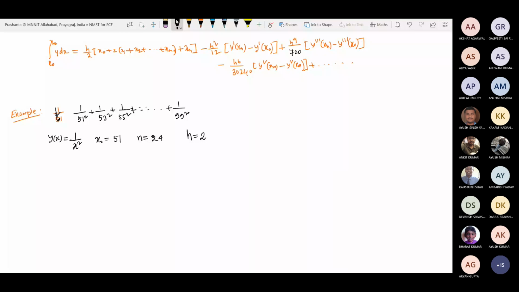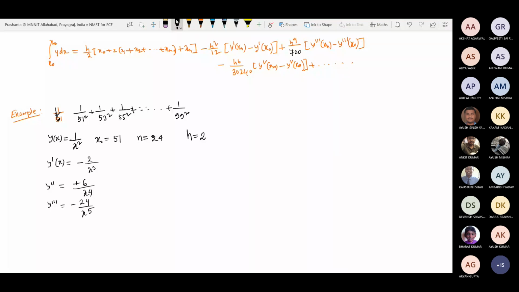So we need to calculate the first derivative. What is y dash x? Minus 2 by x cube. And what will be the third derivative then? Let us calculate the second derivative. It will be plus 6 by x power 4. So the third derivative will be minus 24 by x power 5.